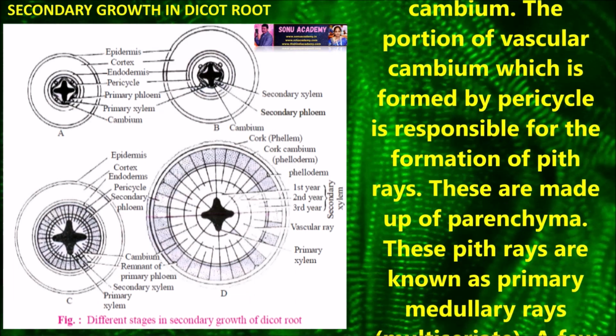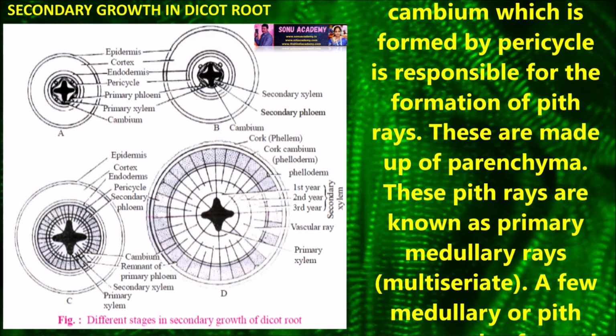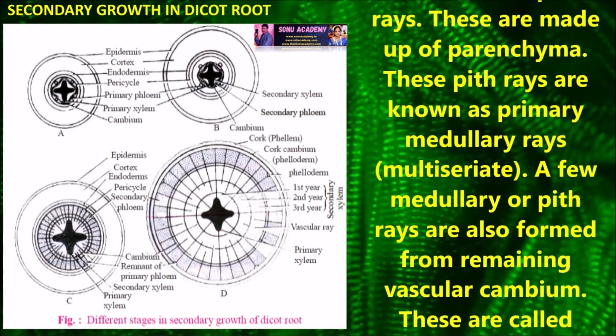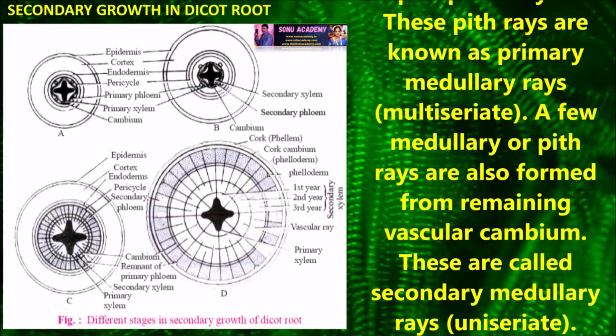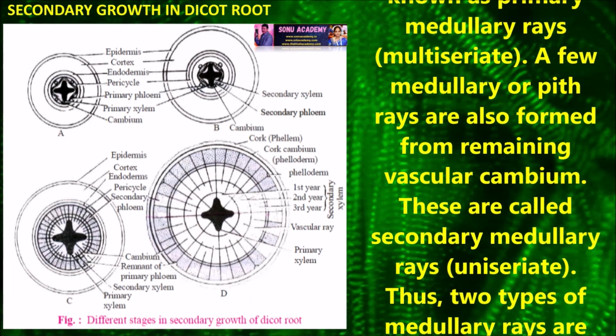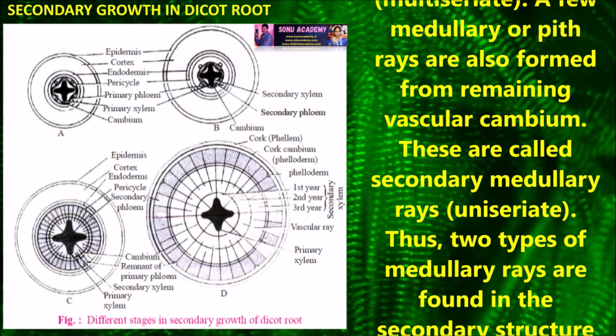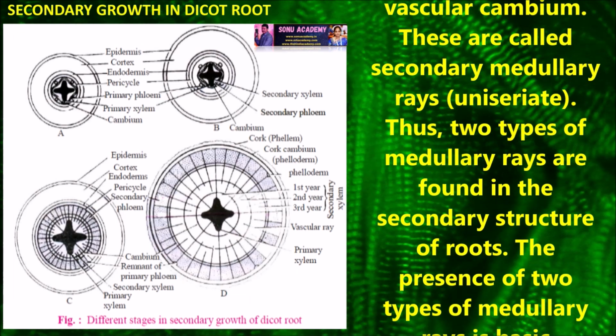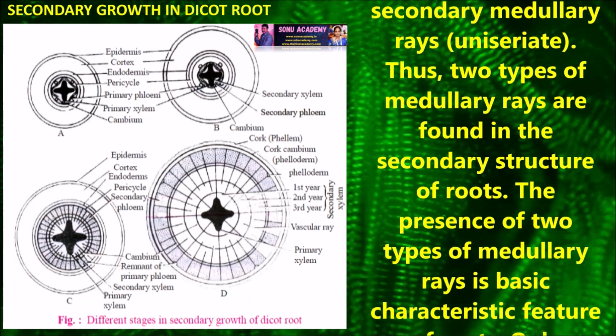The portion of vascular cambium which is formed by pericycle is responsible for the formation of pith rays. These are made up of parenchyma. These pith rays are known as primary medullary rays. A few medullary or pith rays are also formed by the remaining vascular cambium. These are called secondary vascular rays.